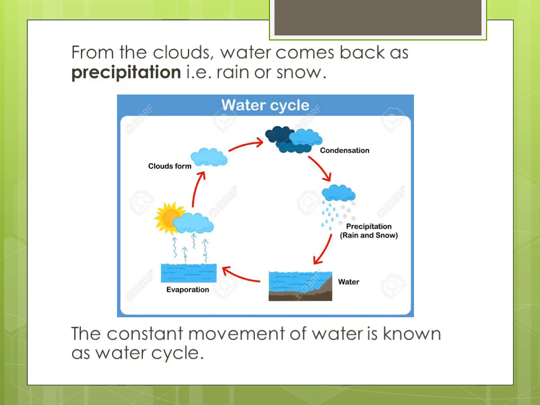Number 5, from the clouds, water comes back to the earth as precipitation, means in rain and snow form. Number 6, the constant movement of water from the one form to the other is called the water cycle. Constant means continuous movement.